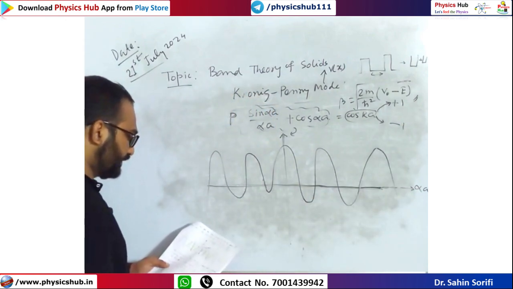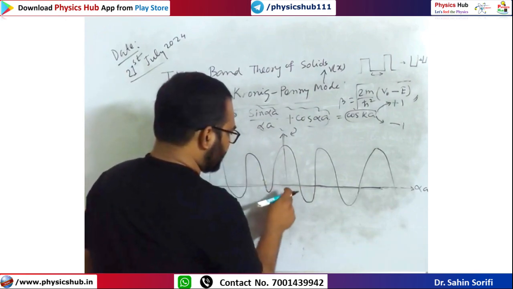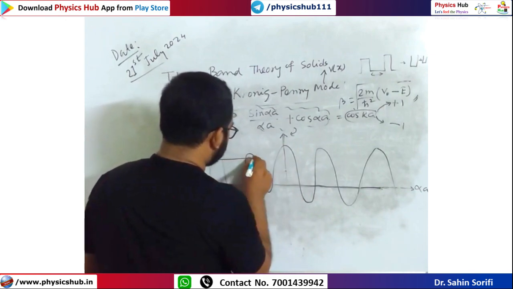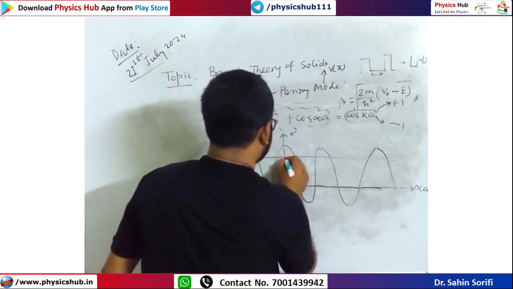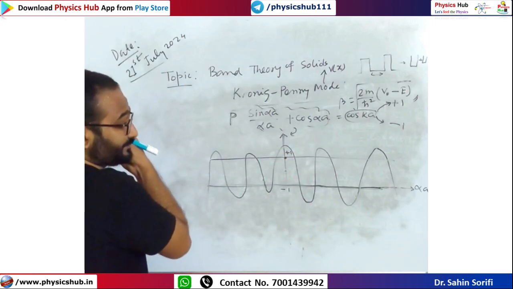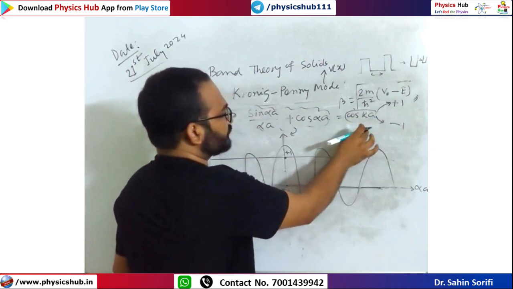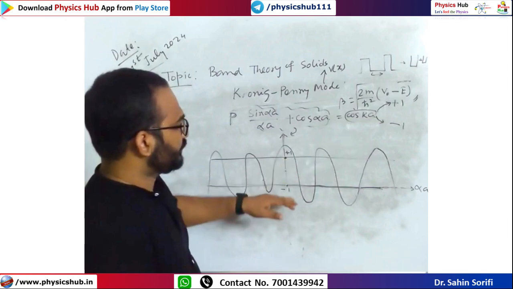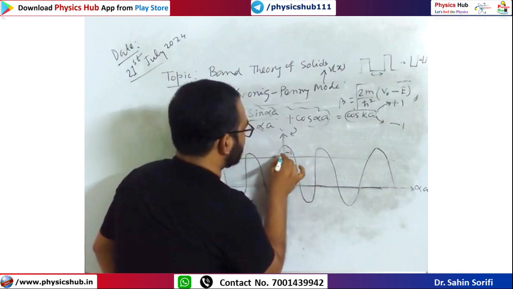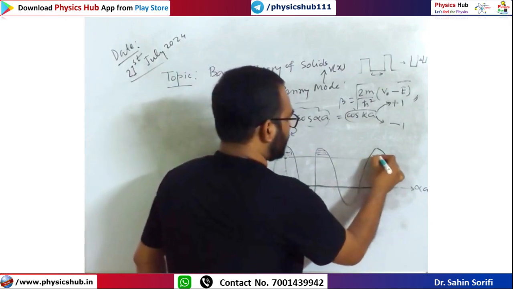I should have drawn it. Let's say the origin is here, this is minus 1 and this is plus 1. The cos function can be between plus 1 and minus 1, meaning the values which are more than plus 1, these regions, these regions, which are beyond plus 1, are not allowed.